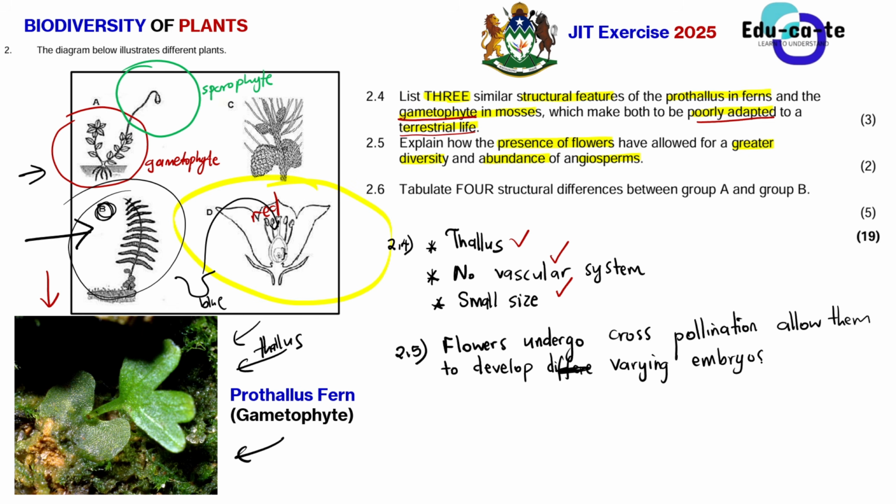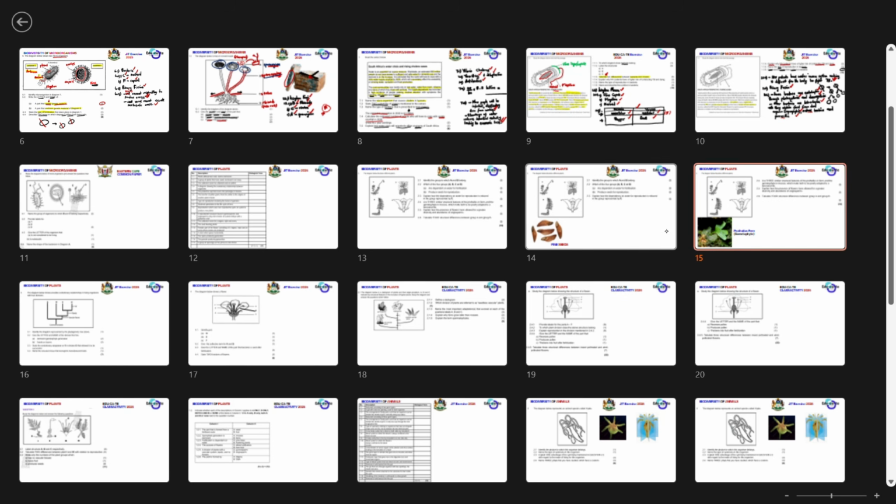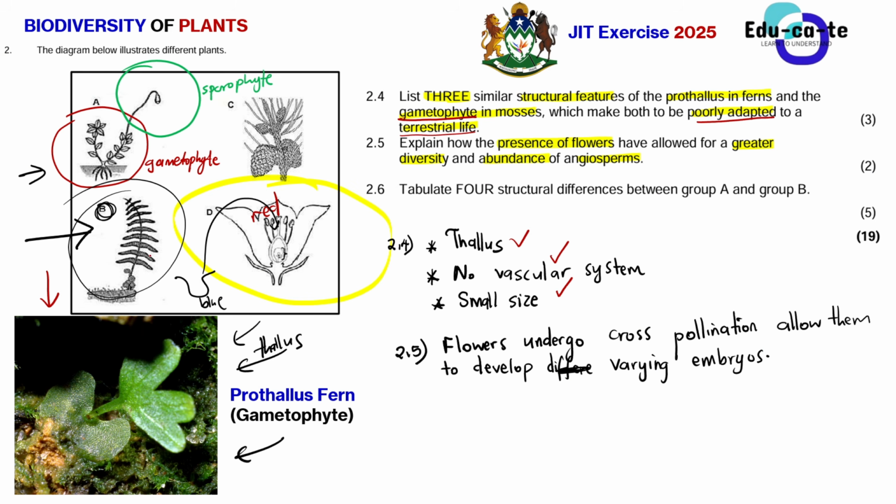But basically, what am I saying by this? The fact that angiosperms have flowers, if we take two different flowers and cross-pollinate them, they are going to create a new thing. So that's now diverse, because diverse simply means that we are creating new things. Let's say we only have blue and red flowers in the world. The moment these two cross-pollinate, they create another new flower that is different. If we take red and white, they can create pink. So flowers undergo cross-pollination so that they can develop varying embryos.